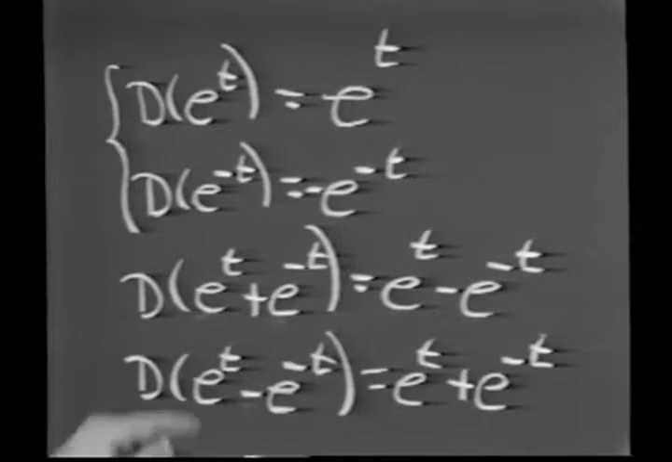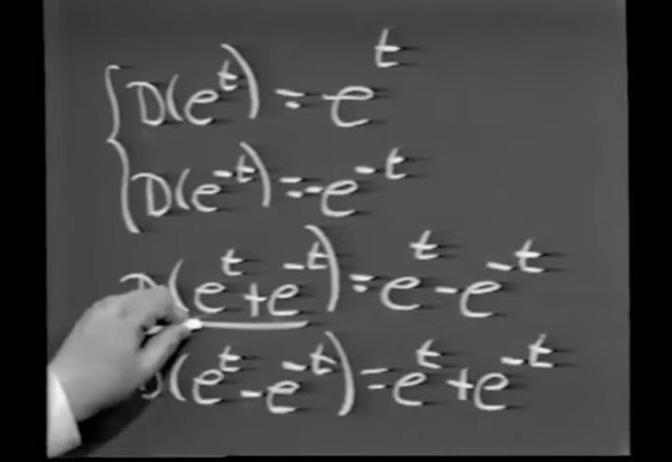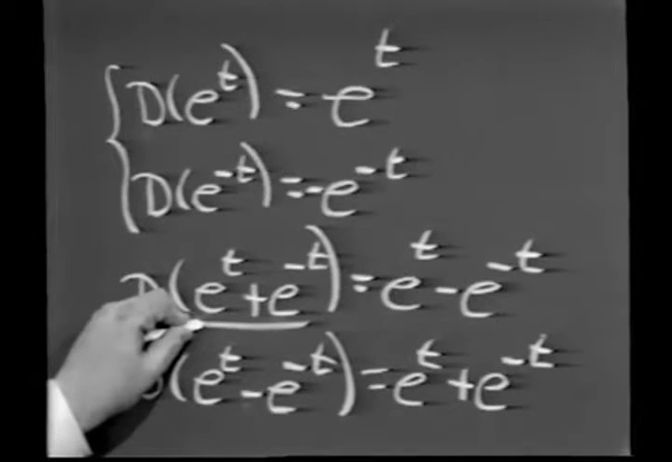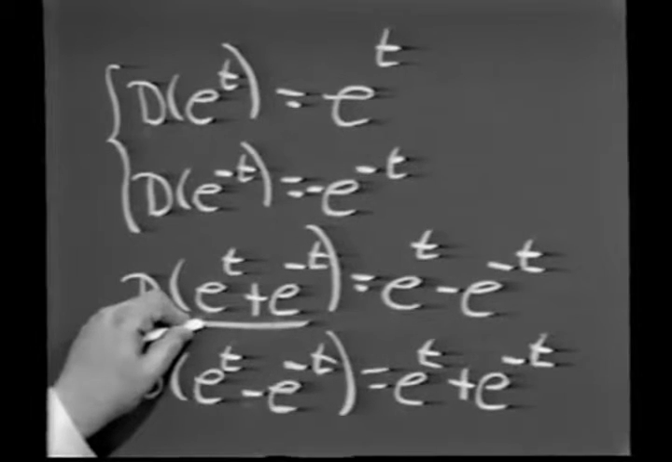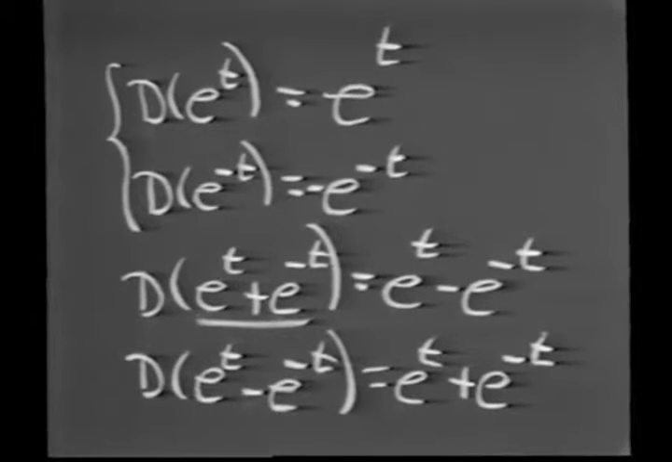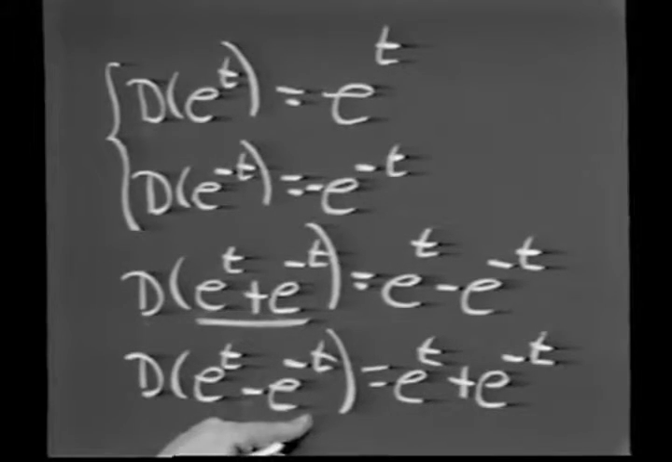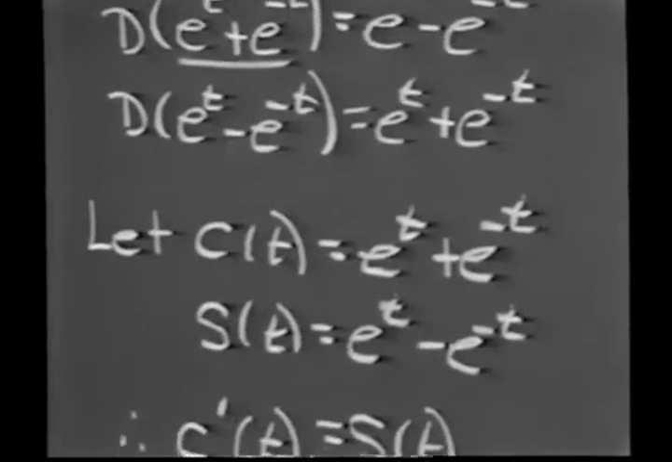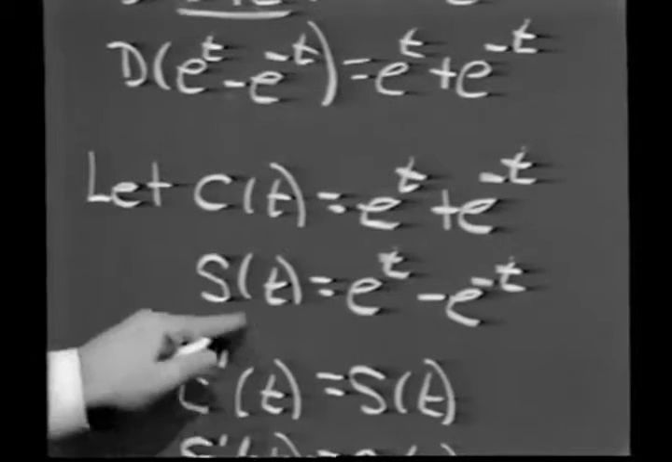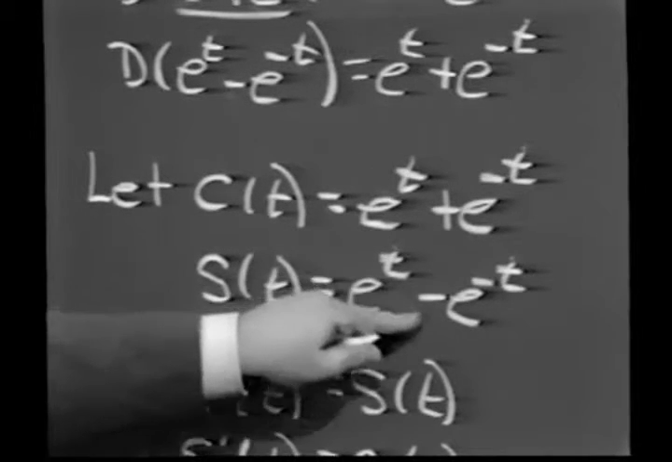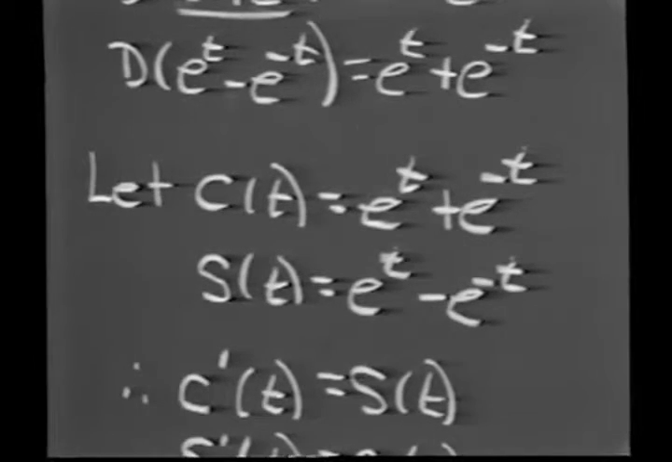Namely, if I give this function here a special name, and to make it suggestive, I'm going to call it c of t. C sort of to indicate cosine, but I don't want to write cosine because it's not a cosine. Let me just call this function c of t, and its companion, as you may guess, I will call s of t. C of t is e to the t plus e to the minus t. S of t is e to the t minus e to the minus t.